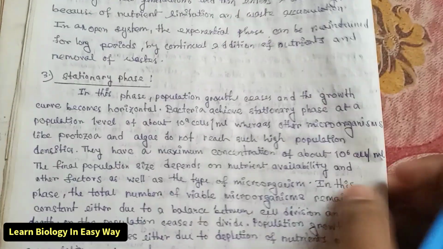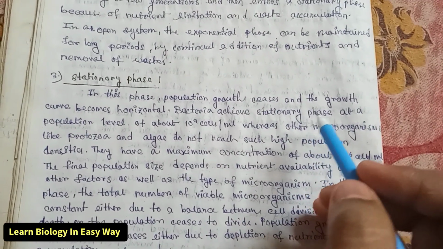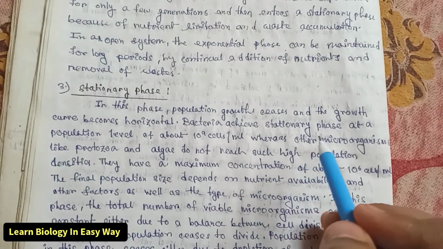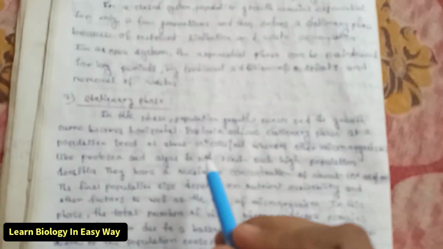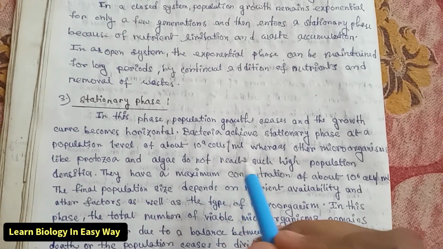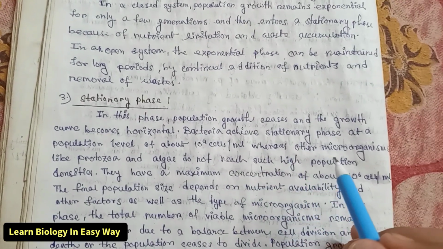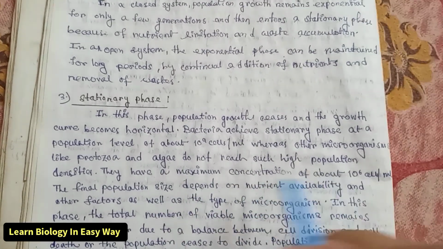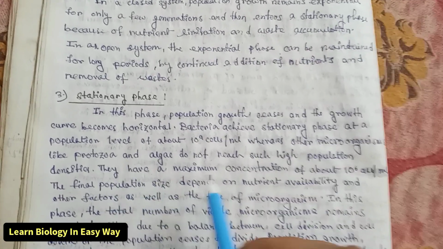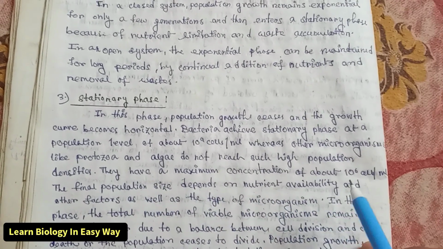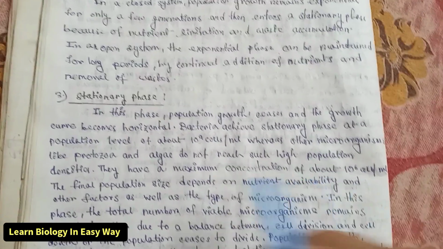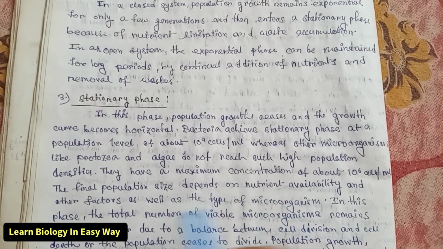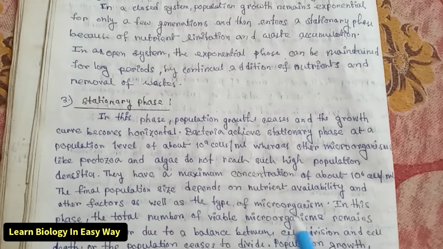In this phase, population growth ceases and the growth curve becomes horizontal. Bacteria achieve stationary phase at a population level of about 10^9 cells per ml, whereas other microorganisms like protozoa and algae do not reach such high population densities. They have a maximum concentration of about 10^6 cells per ml. The final population size depends on nutrient availability and other factors as well as the type of microorganism.